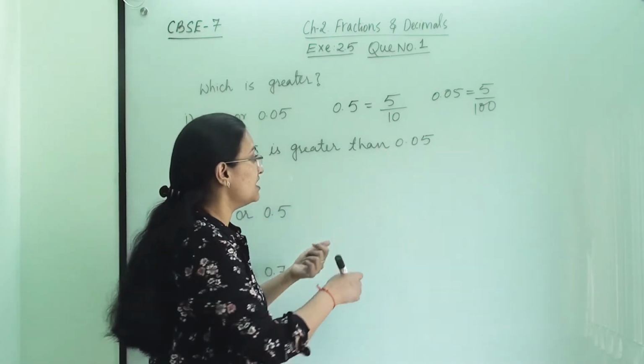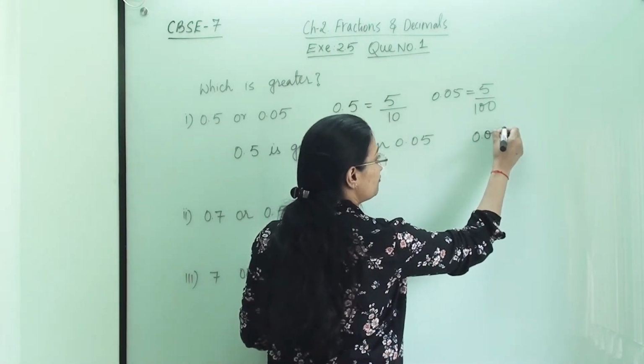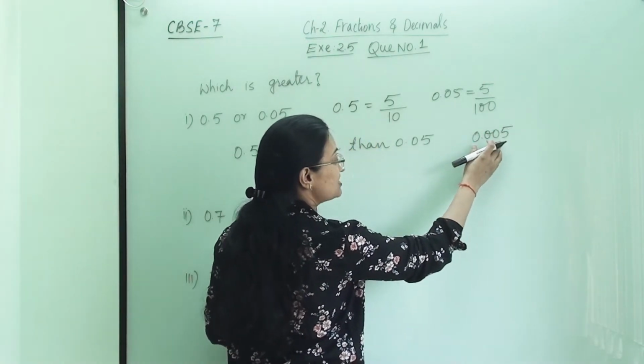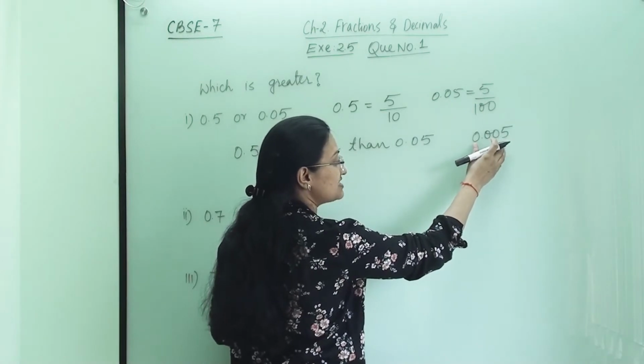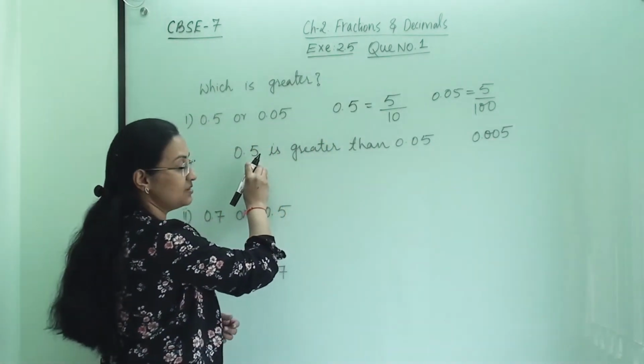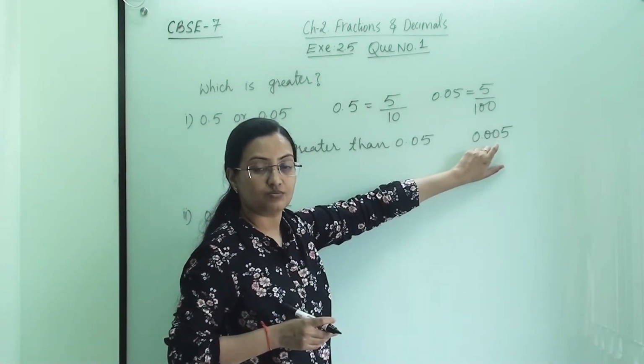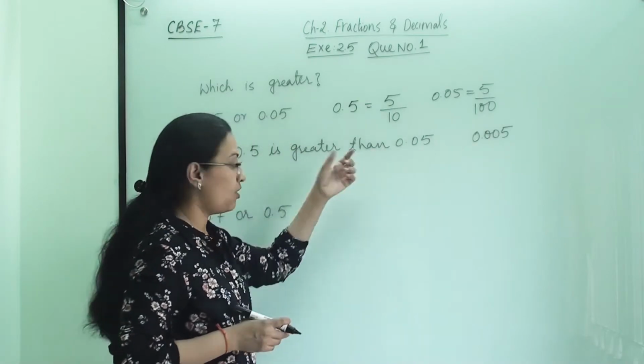decrease. So if the third number was 0.005, then this number would be the smallest compared to the other two, because its denominator would be 1000. So it would be the smallest among all of them.